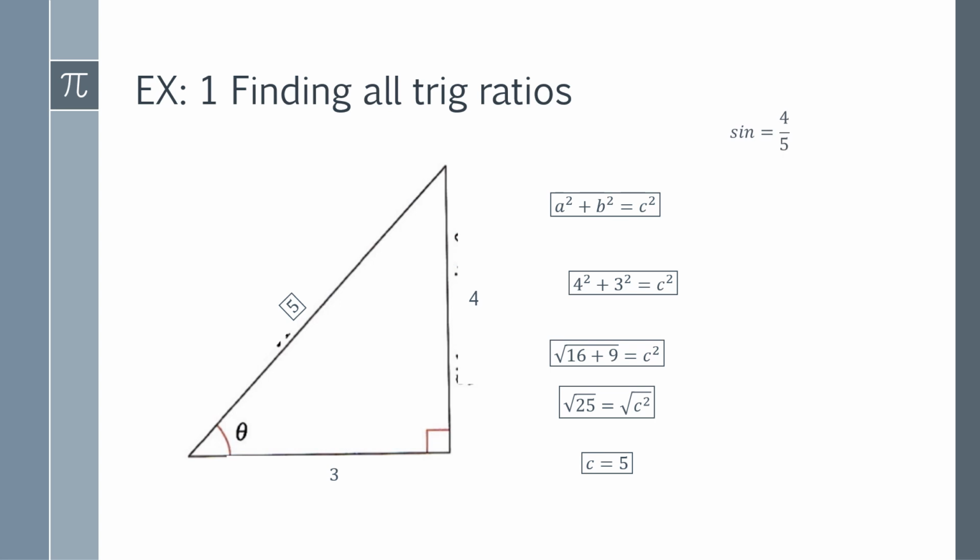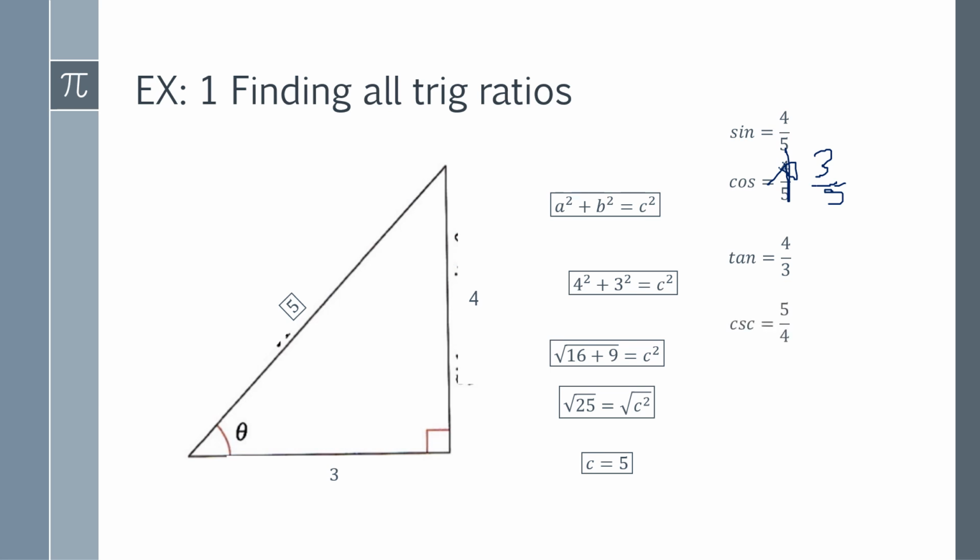Cosine is going to be not 4/5, but 4/3. Well, it's actually 3/5. Sorry. So it's going to be the adjacent over the hypotenuse. Then tangent is going to be 4/3. And of course, when you do cosecant, you just take the inverse of it. So 4/5, the inverse of that should be 5/4.